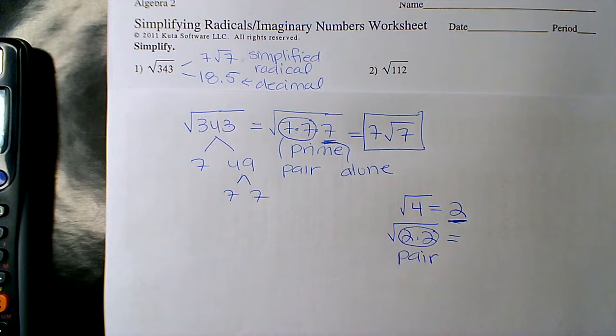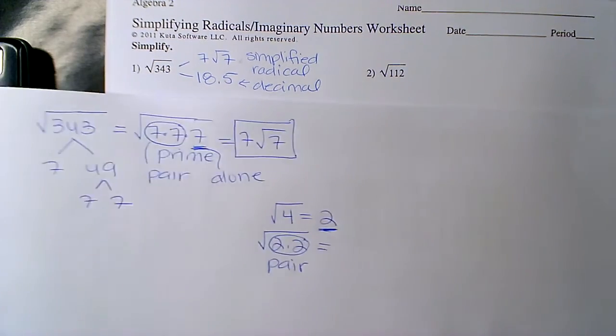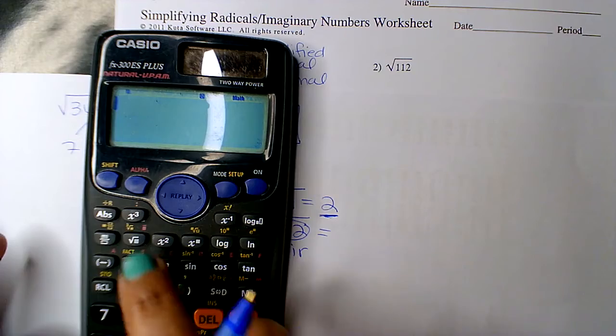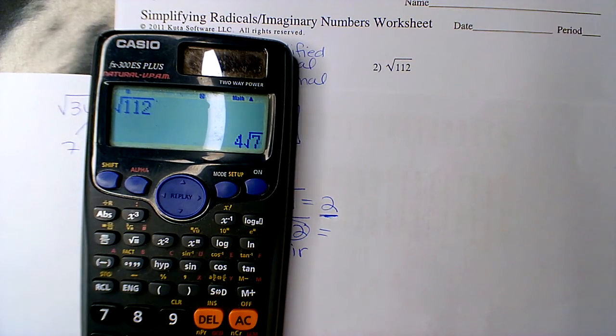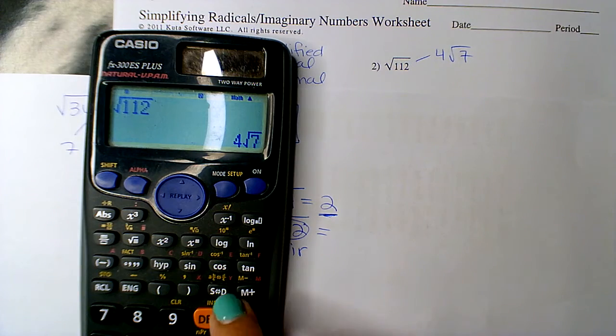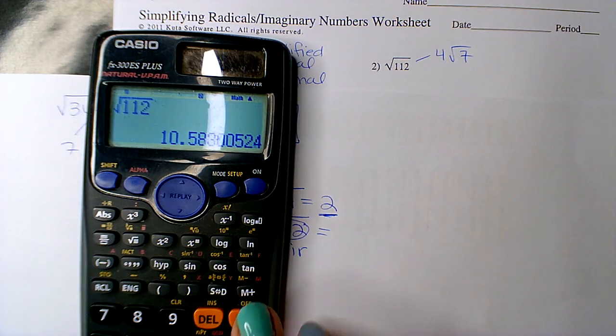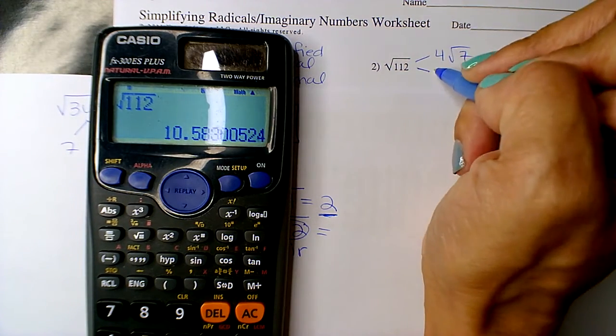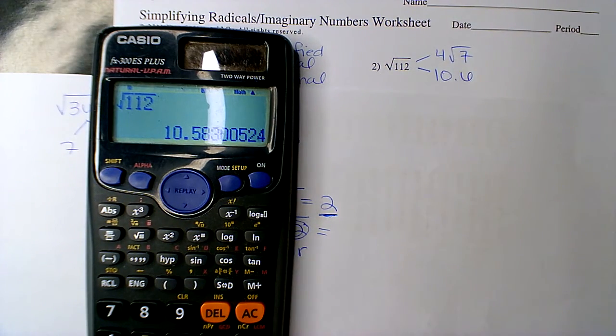All right. Okay, let's look at 112. So throw 112 into the calculator. What's the square root of 112? Hit equal. I get 4 rad 7, which is a simplified radical. Hit SD, and I get 10.6. Be able to prove the 4 rad 7 by hand.